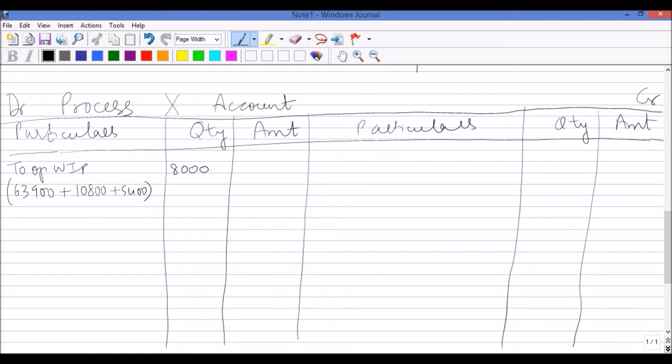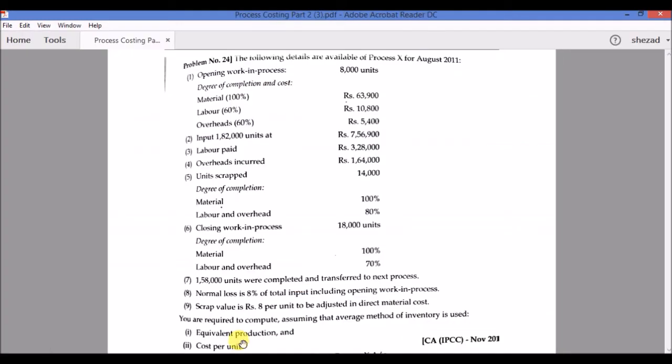63,900, 10,800 and 5,400. So it is 80,100. So now what we are going to do is, opening work in progress is over.